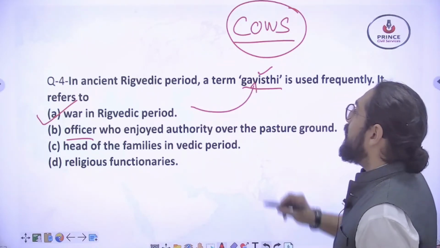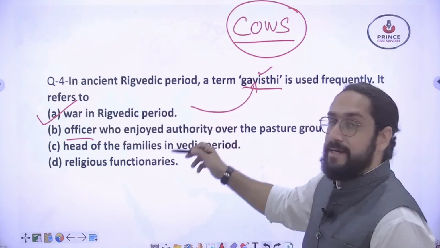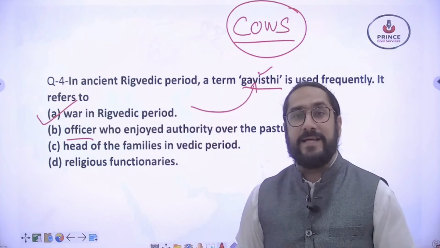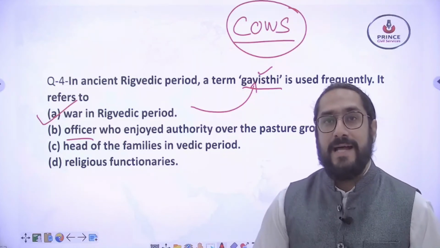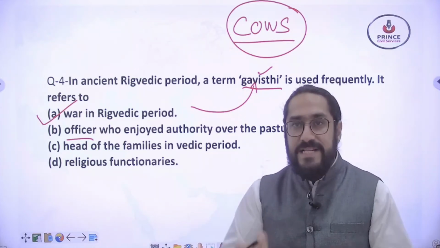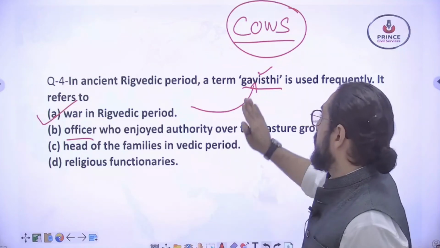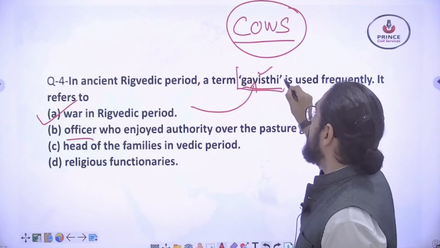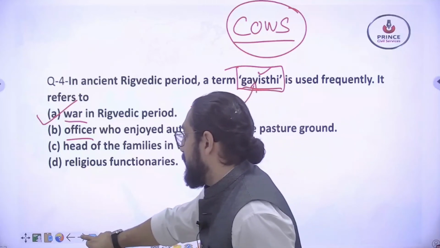So please remember, what is Gavishti? It is the war in the Rigvedic period. In the Rigvedic period there were wars, but they were mainly for cattle and cows, and the term used in general for wars was Gavishti. I hope you will never forget this term Gavishti. It is a term used for war in the Rigvedic period.